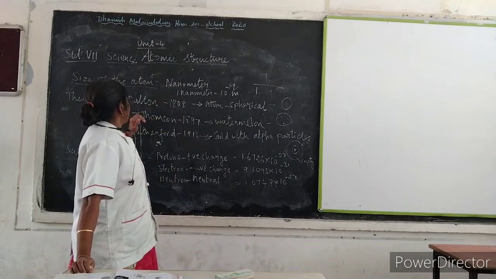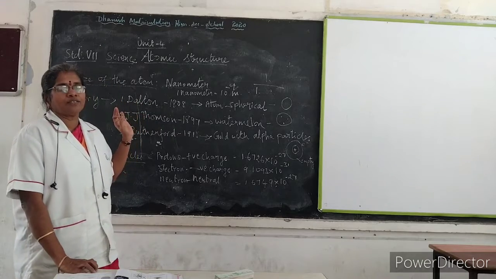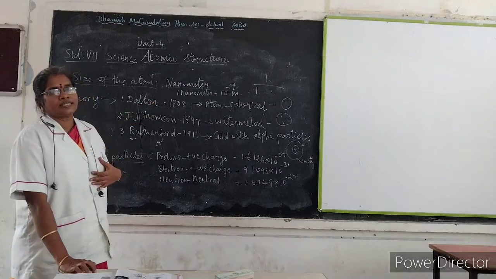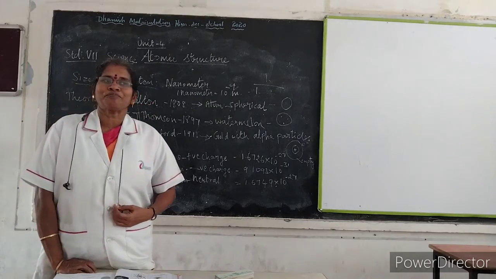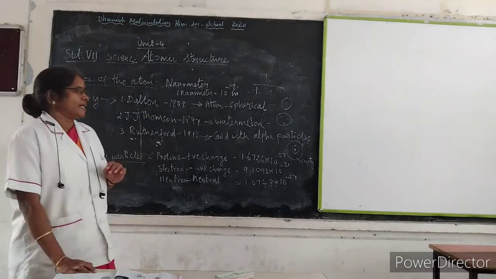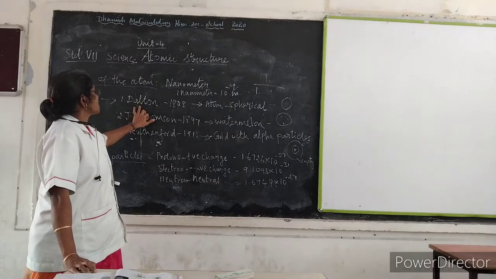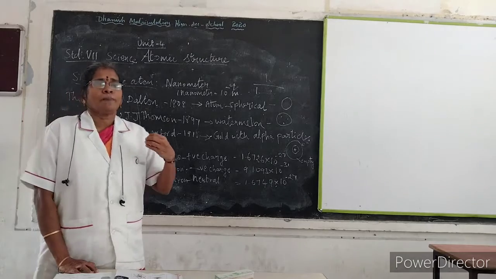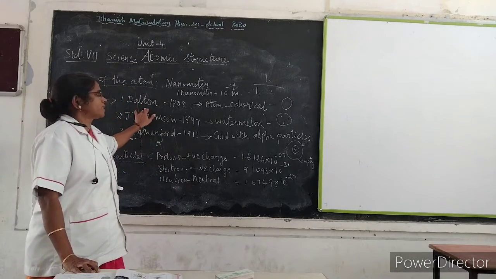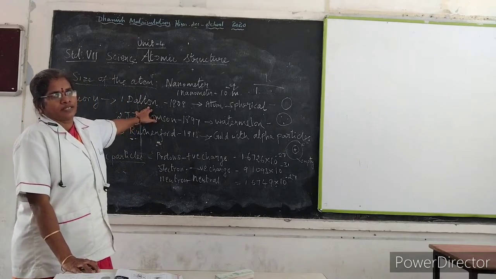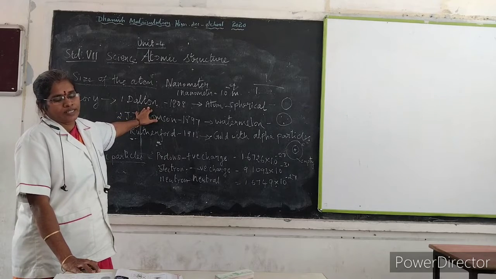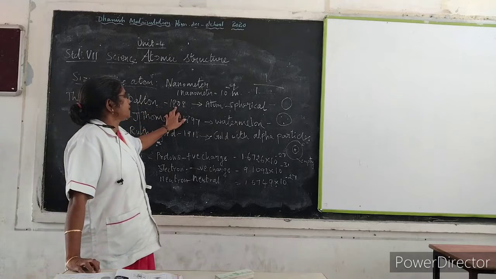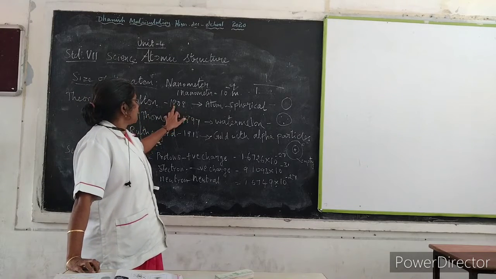Then coming to theories. After the invention of the atom, many scientists proposed some theories based on the atom. The first scientist who gave some points about the atom is Dalton. We call that Dalton's atomic theory, in the year 1808.